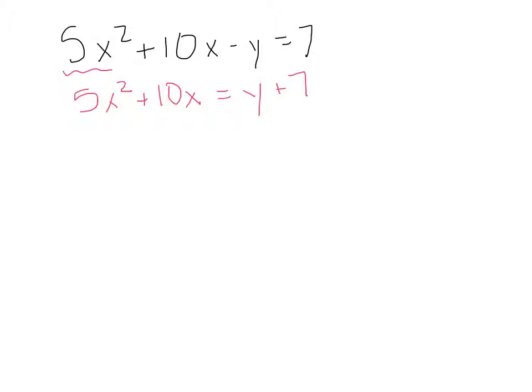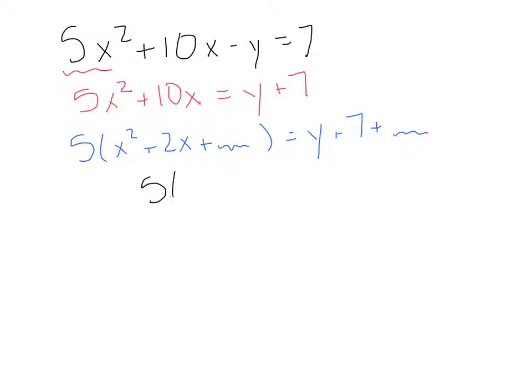Now, we need to factor out that 5 before we can do our plus somethings. So when we factor out the 5, we're going to have 5 times x squared plus 2x plus something, and that is going to equal y plus 7 plus something. Now let's go ahead and find that something.